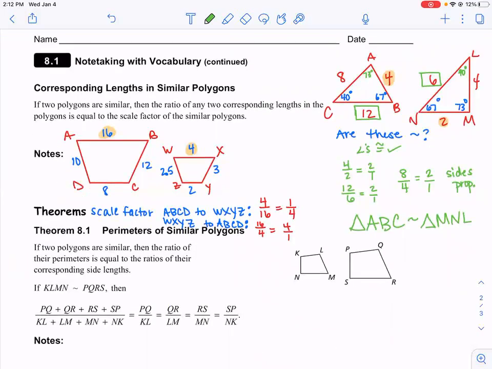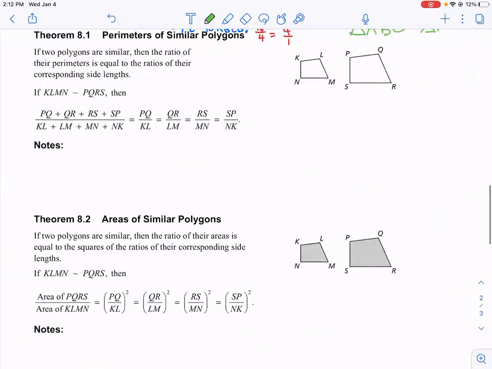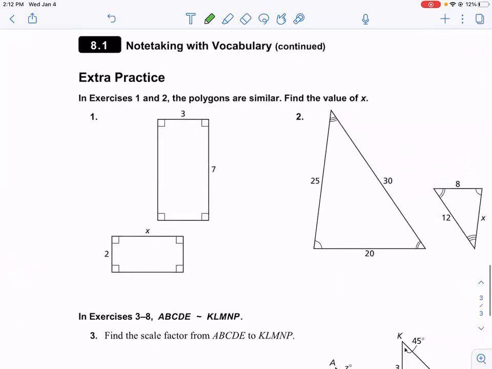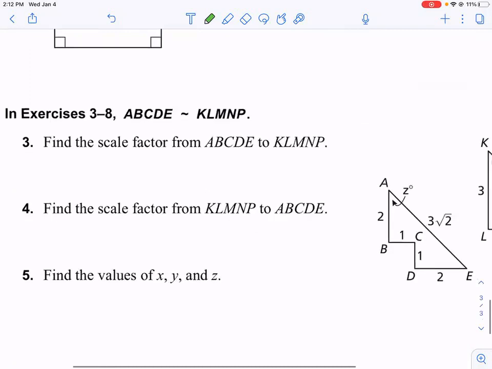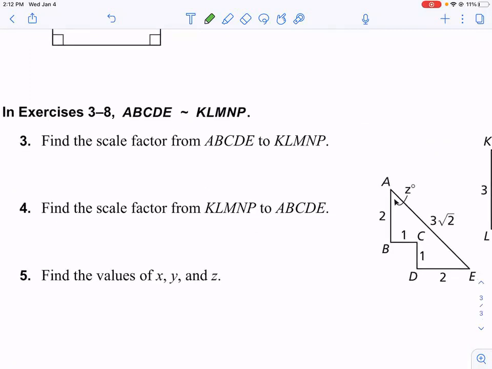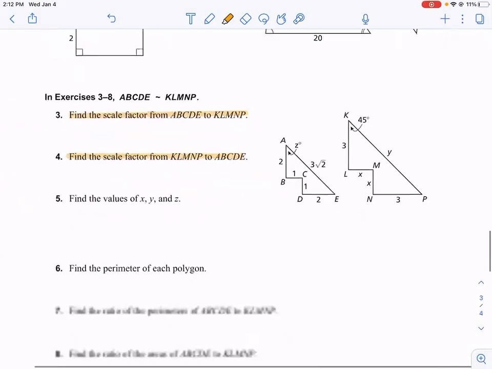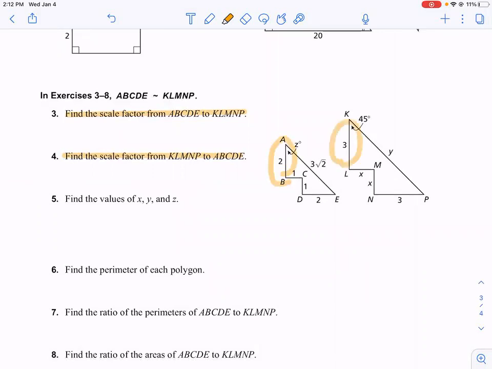All right, so before we talk about perimeters and area, I want you to move over here to this extra practice. Okay, this isn't gonna be your homework. I wanna literally talk about the extra practice. So go ahead and look at 3 and 4. I want you and your elbow partner to determine the scale factor from ABCDE to KLMNP and vice versa. I would pick sides with nice numbers. Okay, you and your partner decide what is the scale factor both ways. Ready, set, go.